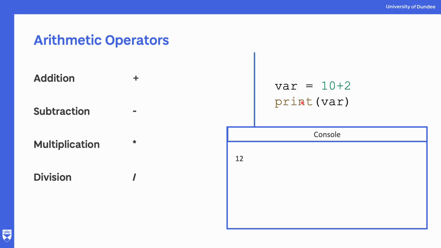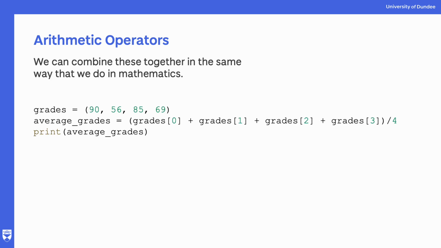So if I want to do something like add 10 plus 2 together, I can do that using the plus operator. And if I print that out, what will print into the console is 12. If I did 10 / 2, that would be 10 divided by 2, and it would output 5. And then we can combine lots of these together in the same way that we might have done for maths at some point in time. And we can do lots of arithmetic operations.